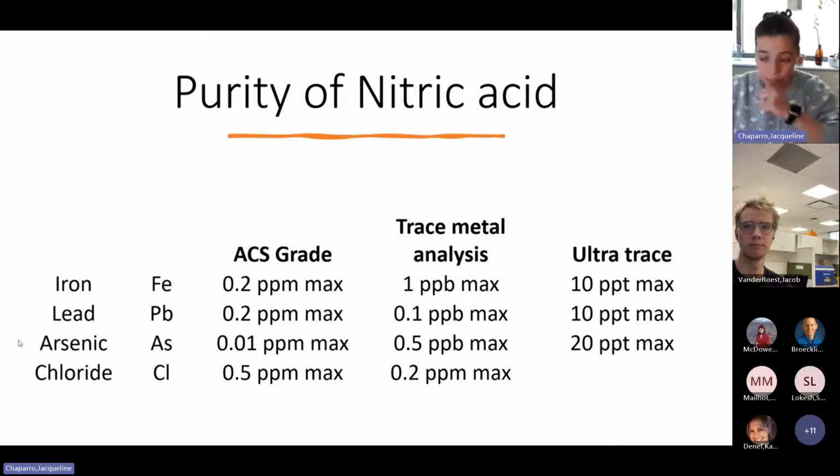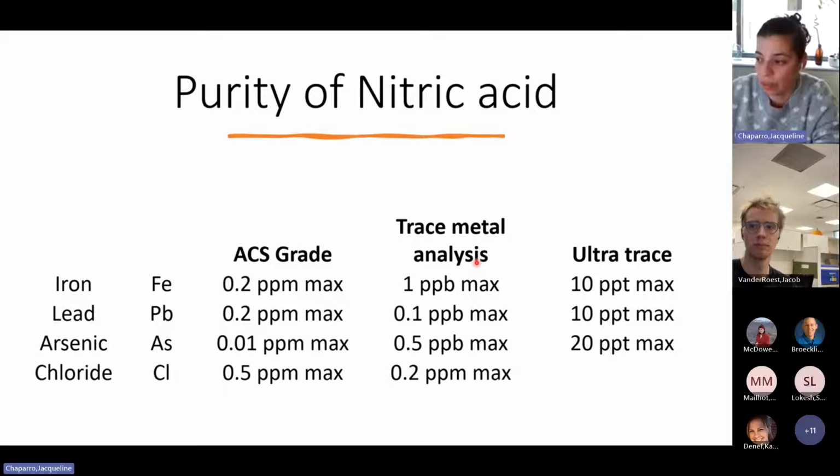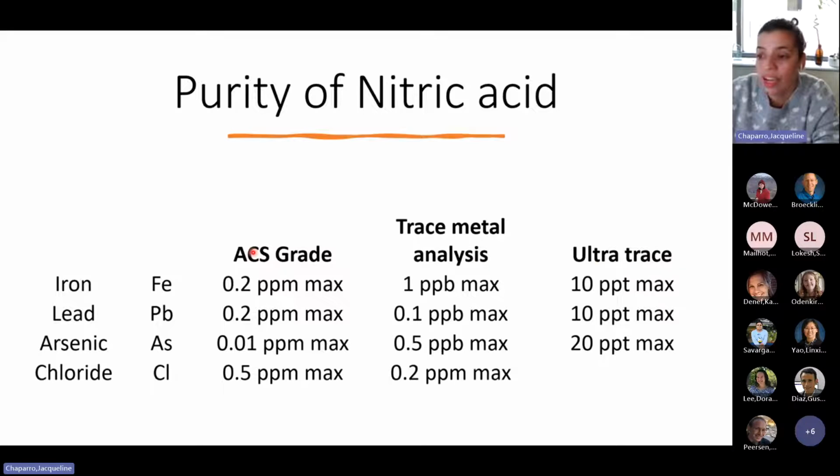So here's just an example of the purity of nitric acid: ACS grade versus trace metal analysis versus ultra trace. For elements that we monitor or are interested in, such as iron, lead, arsenic, you see the high levels of these elements that are present as contaminants in the reagent. And so we want to make sure that we have fairly pure reagents.